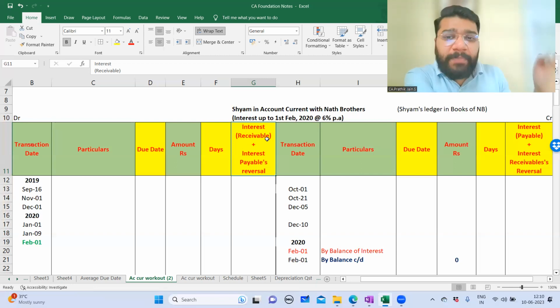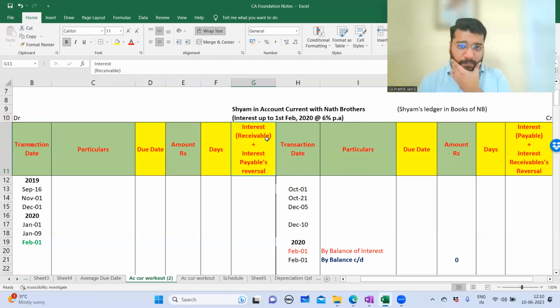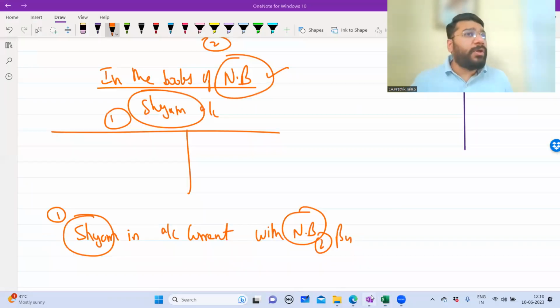This is the debit side part. Then draw the line. For the credit side part, just copy paste as it is: transaction date, particulars, due date, amount, days. There it will be interest payable plus interest receivable reversal. Write it, I'll explain what that means. So we should do it on 2 pages now. It'll be better. Definitely one side is not sufficient.